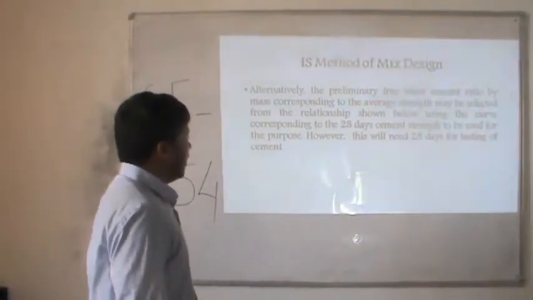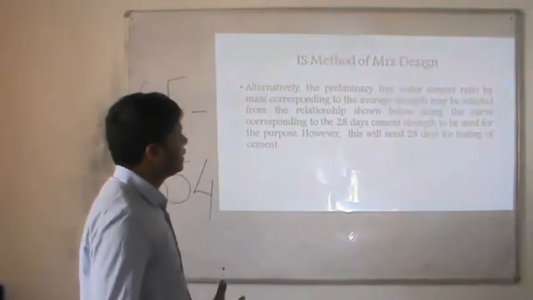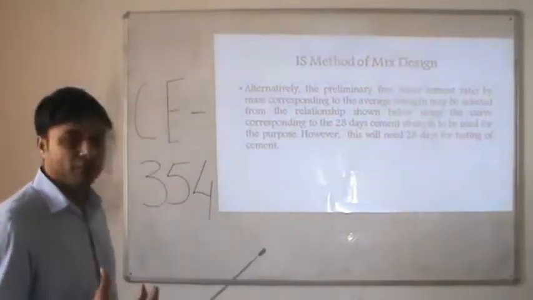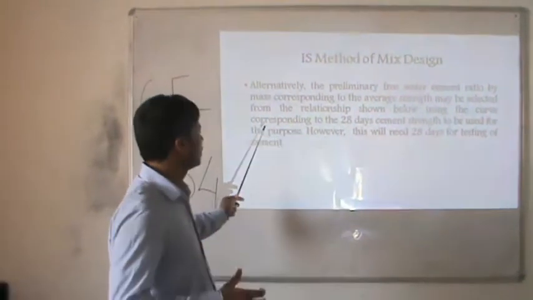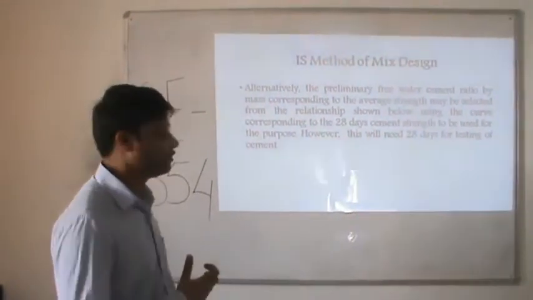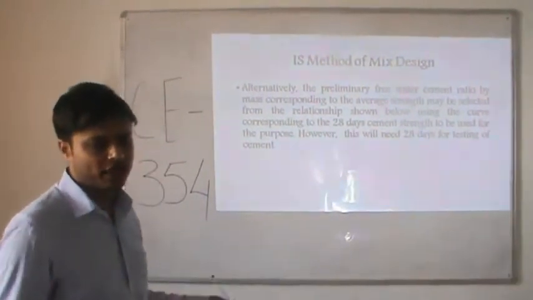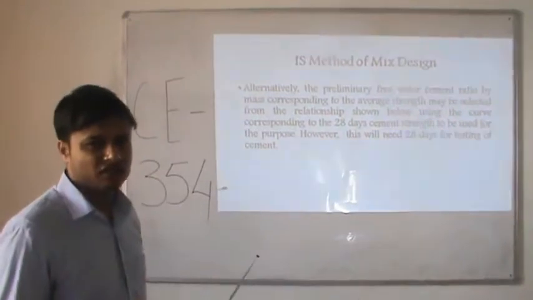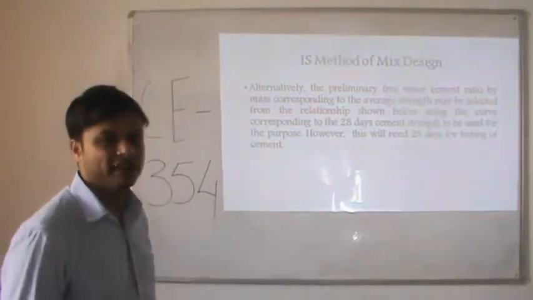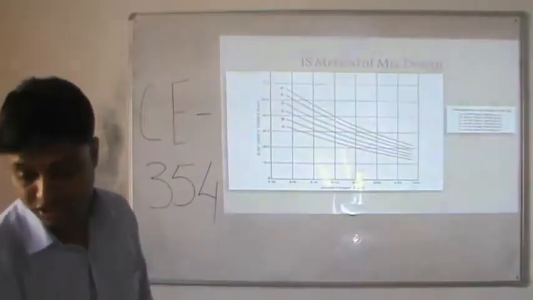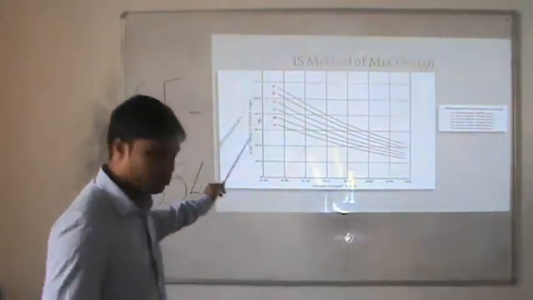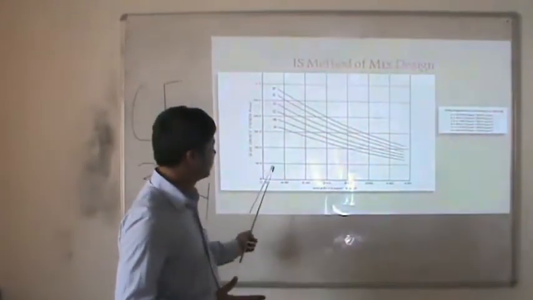Now, if you don't understand from there, the primary free water cement ratio corresponding to the average strength will be selected from the relationship shown below using the same curve corresponding to the 28 days strength to be used for the purpose. However, this needs 28 days for testing. So we can make a curve also. We'll start with some value of water cement ratio, keep on increasing and make a graph, and we'll see the final value of the water cement ratio after we break, let's say, 60-70 cubes. This is how this is being made. Now after making all these things, we can select from here also.